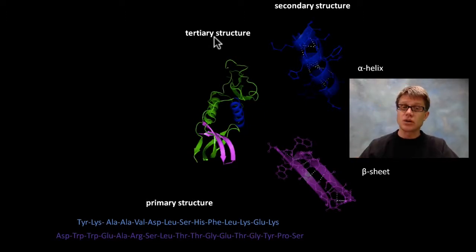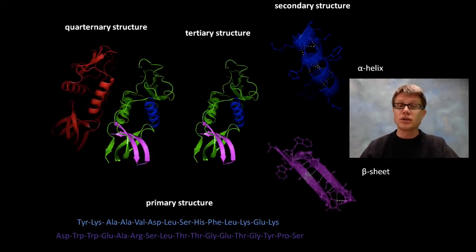Tertiary, or the third level of structure, is going to be all those R groups interacting. And so maybe we have one that's hydrophobic, it'll hide to the middle, or hydrophilic on the outside. We'll have disulfide bonds. We'll have positive attracting to negative. But this is the third level of structure.